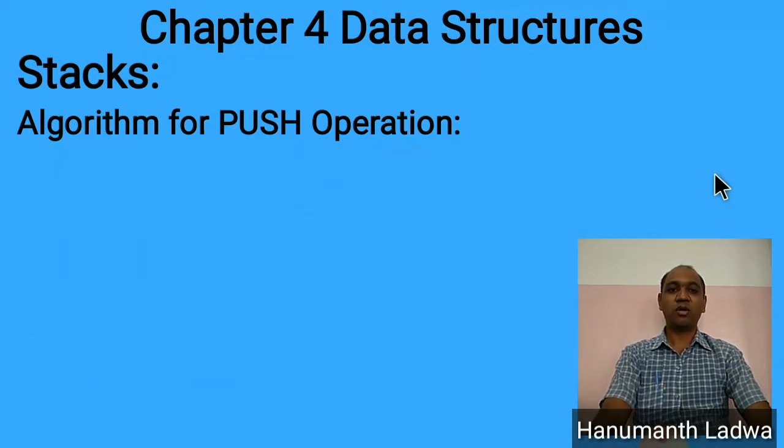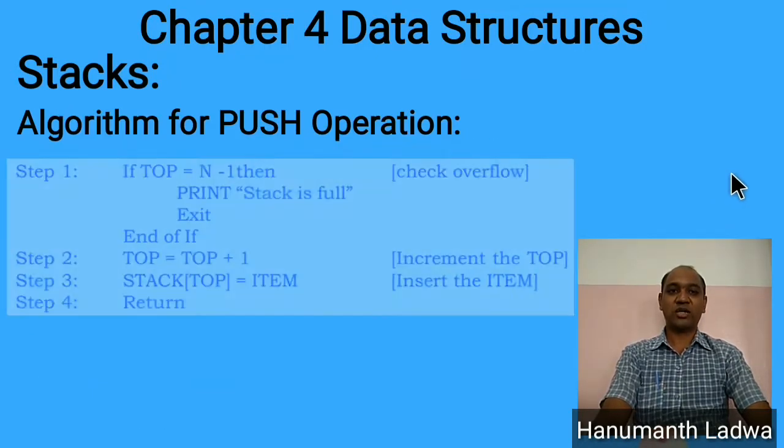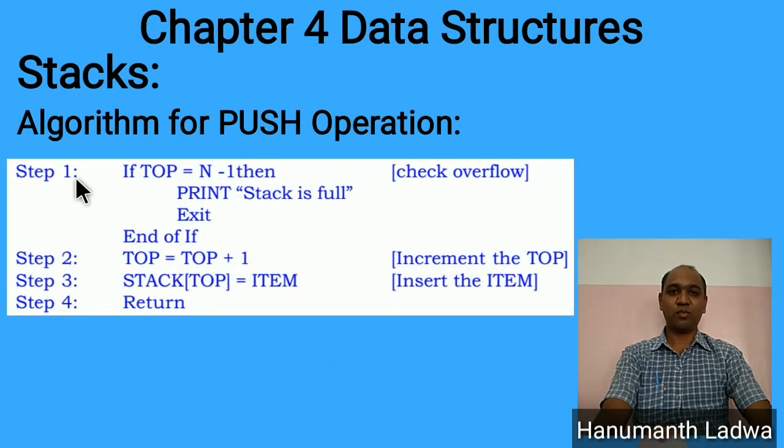Next, algorithm for push operation. So let us continue with the algorithm. Step 1. If top is equal to n minus 1, here you can say the top is a pointer which is pointing to the highest element, that is the last element, n minus 1. Then the stack is full, so it is going to print stack is full, and then it is going to exit. End of if.